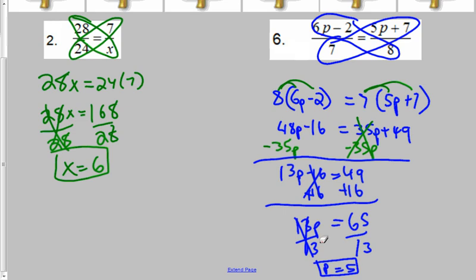So cross products is still the first step in solving a proportion, and then it's just knowing our steps to solve an equation after that. So make sure you have both of these written down. They're going to be coming in handy when you get to the practice.